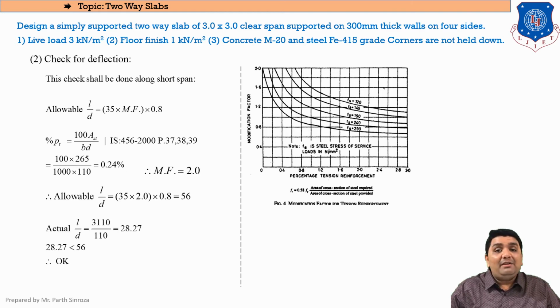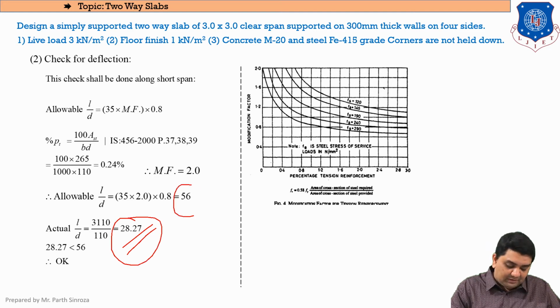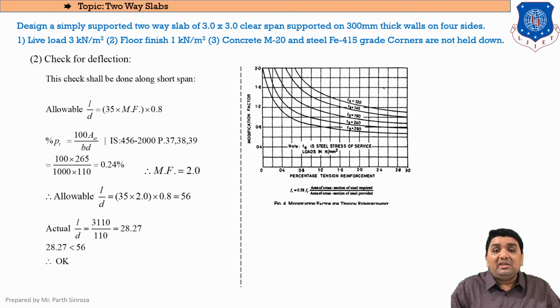So our actual L by D will be L upon D, that is Lx upon dx. In this case, Lx is 3110 and dx is 110. So the value comes out to be 28.27. So this is the actual L by D that is occurring in our slab, and the maximum allowable L by D is 56, which is greater than the actual. So our case is satisfied. So this was our check number 2, that is check for deflection.